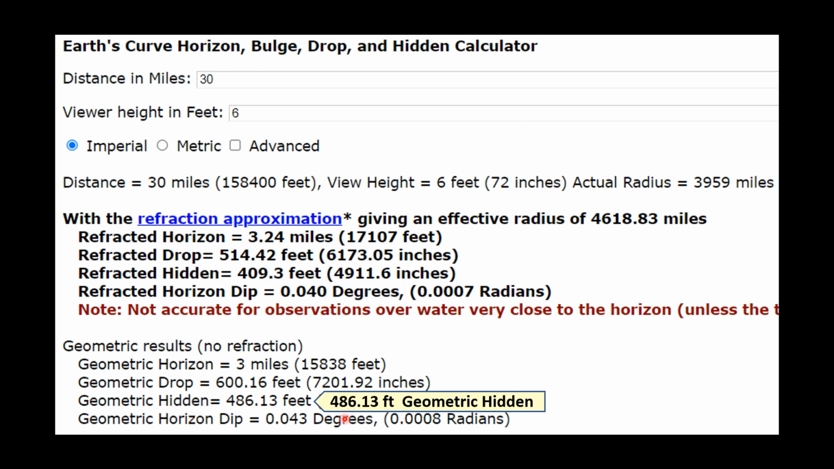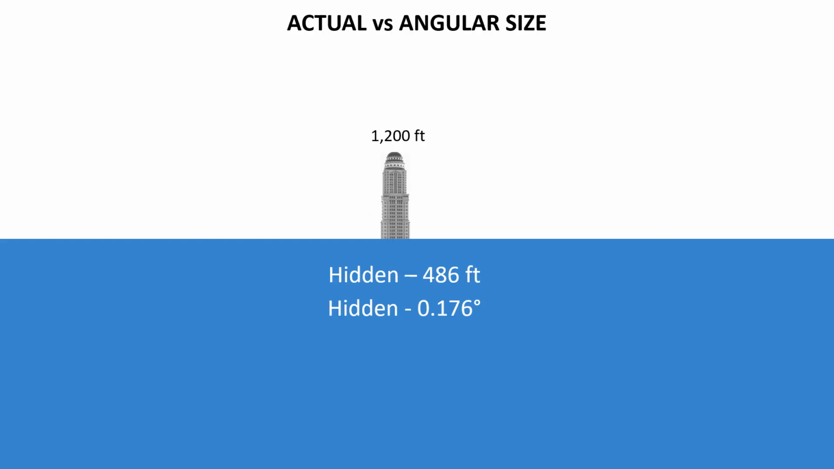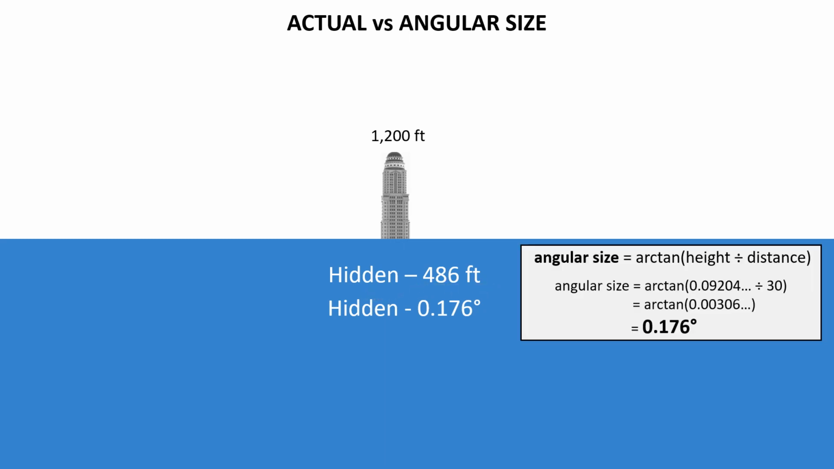of 486 feet. Now, since we know the building is 1,200 feet tall, I think it is quite obvious that it makes more sense to use a hidden value that is also in feet. So Nathan, if you really think it's important to know the angular size, do what I did. Do an angular size calculation.